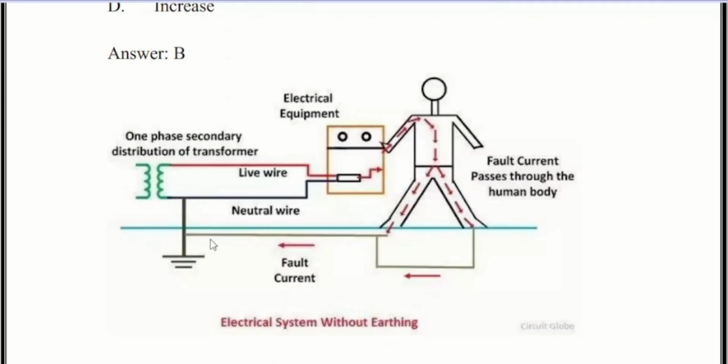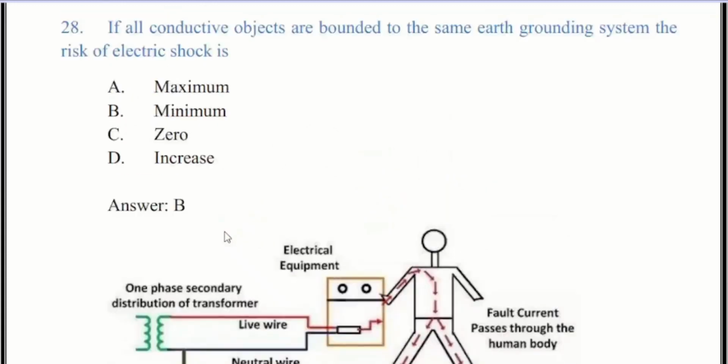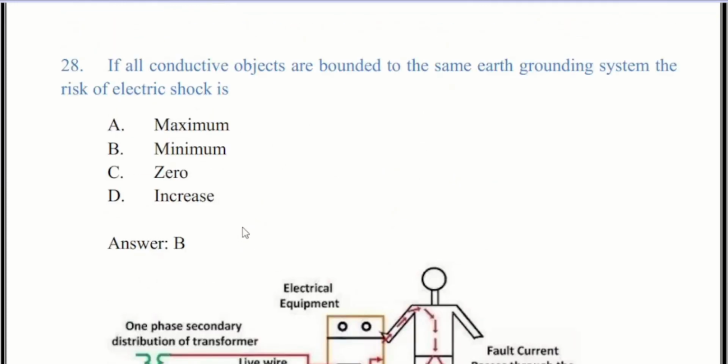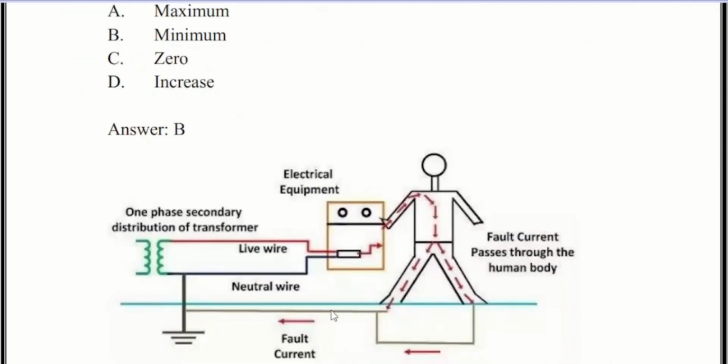As you see in the figure, there is a distribution transformer which is connected to the electrical equipment. When there is a fault, when one person comes in contact with the electrical equipment, there is current passing through his body, that is called fault current, which passes directly through the earth's ground. Then the risk of electric shock is minimum because both are standing on the same earth and both are connected to the same ground.